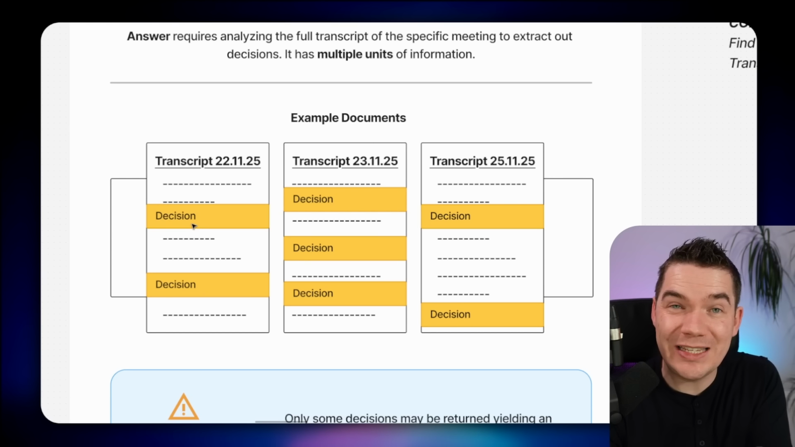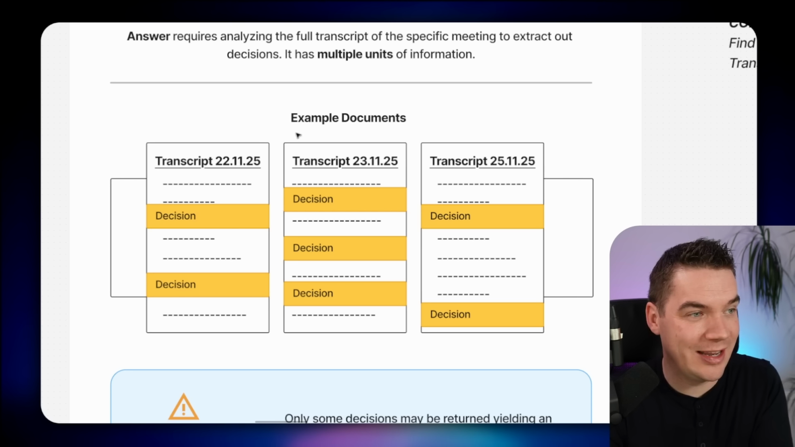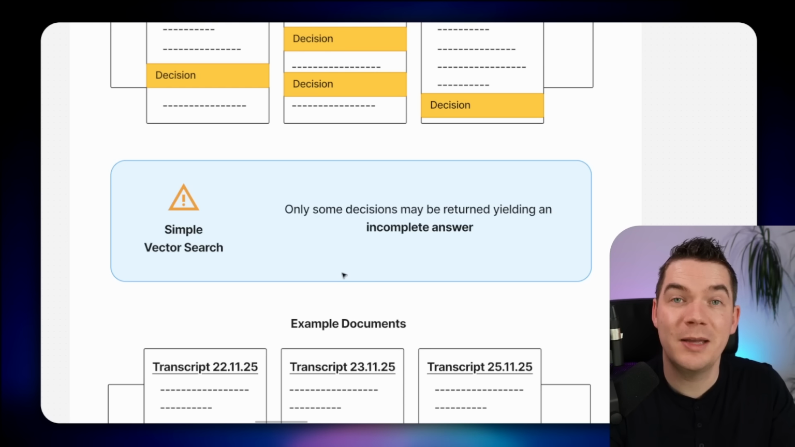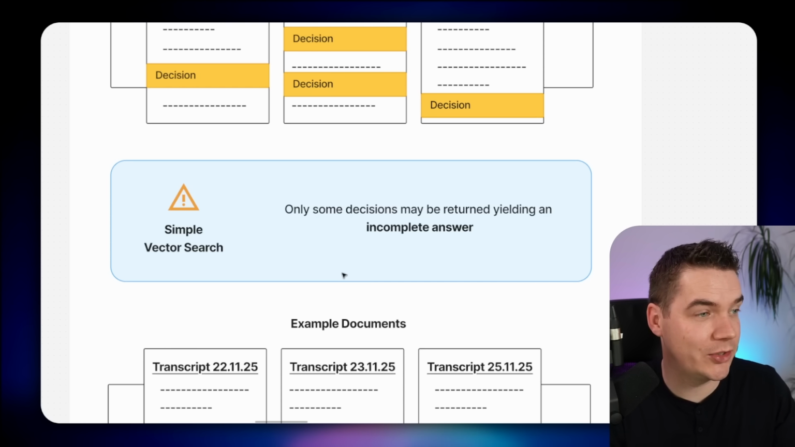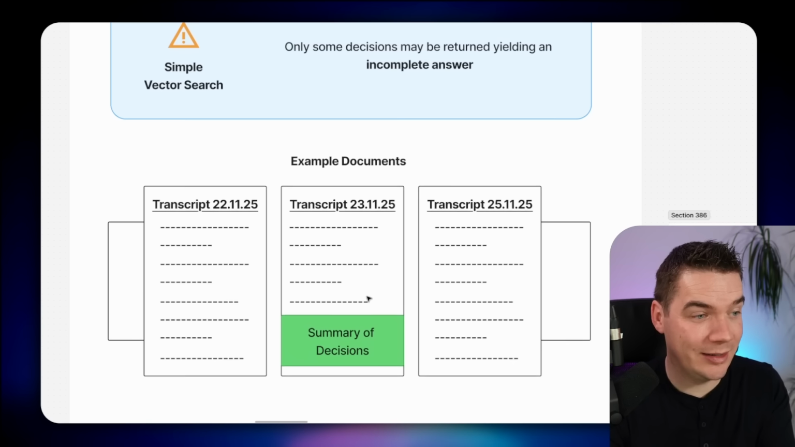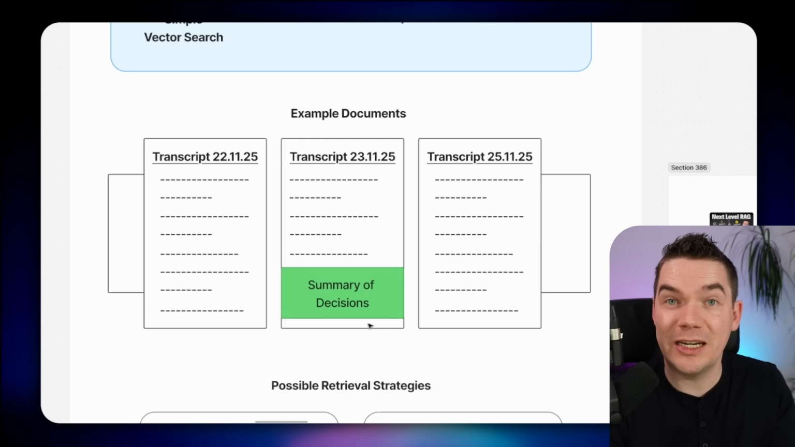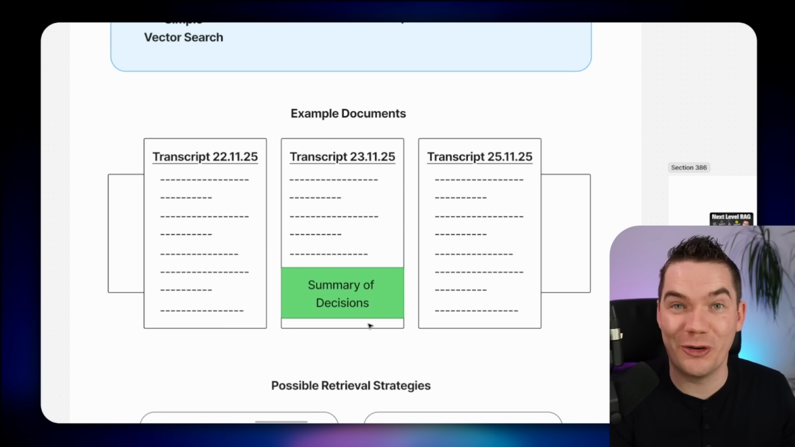So at the very least, you would need to use metadata filtering to narrow in on the specific meeting that the user is talking about. But even then, searching for decisions across that meeting's transcript isn't really going to yield a complete answer. Now, there is a case where it will, whereas maybe at the end of the meeting, if someone was taking notes, they could summarize all of the decisions. And in that case, vector search will return the right result.